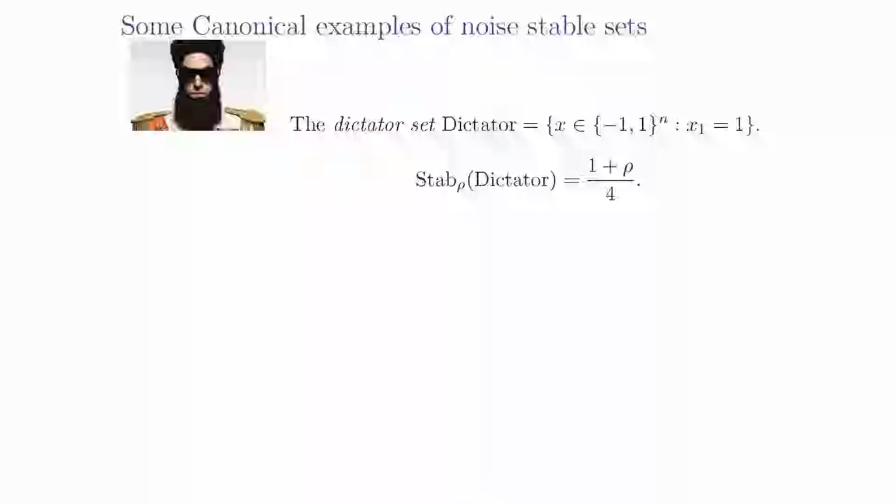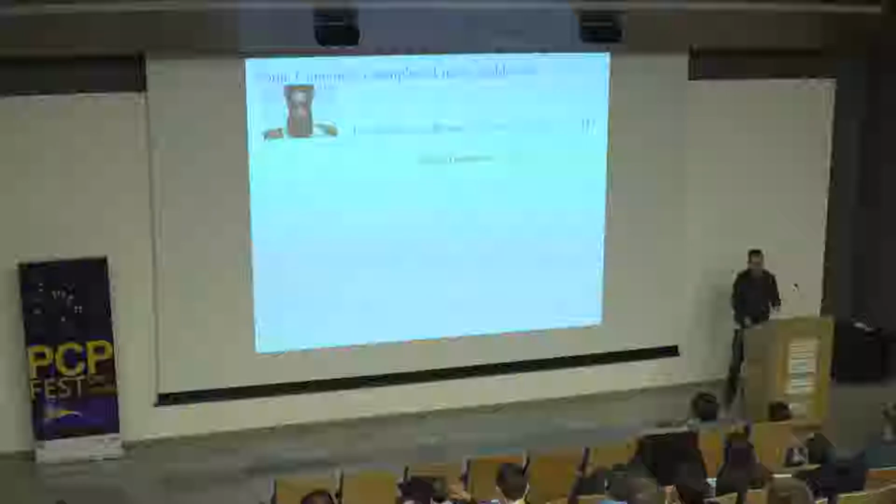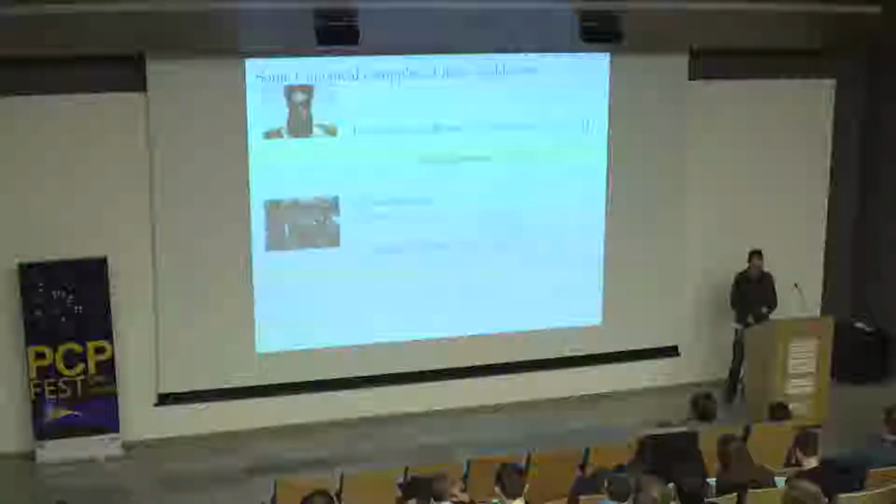So the most stable function ever is the dictator function. Okay, this is actually an easy theorem: the most stable balanced function is the dictator function. And you can see it easily from the definition. You have this 1/4 plus rho. This rho is the reason that you have this noise stability.